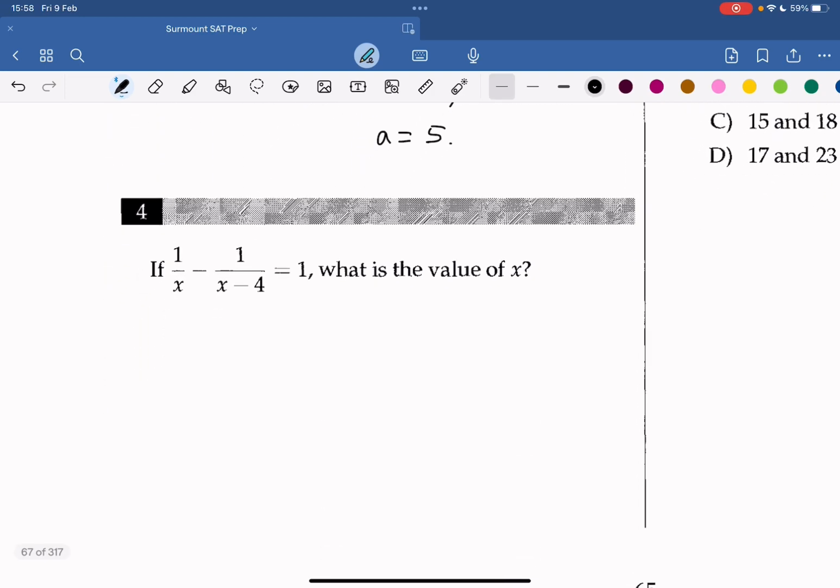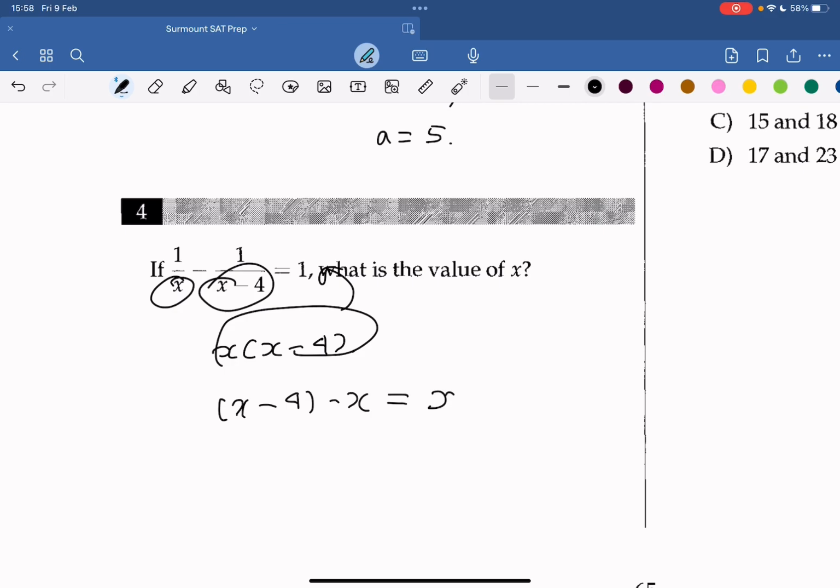Question 4. If 1 over x minus 1 over x minus 4 is equal to 1, what is the value of x? So essentially what we can do here is to multiply both sides by x times x minus 4, because we want to get rid of this denominator. So we're just multiplying both sides by this. And by doing so, we'll get x minus 4 minus x is equal to, since we're multiplying this to 1, we will just get x times x minus 4.